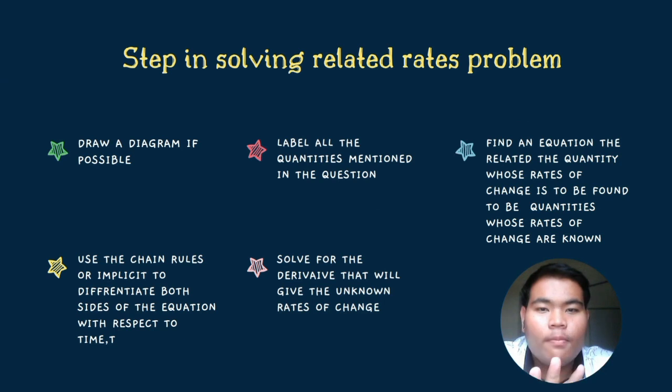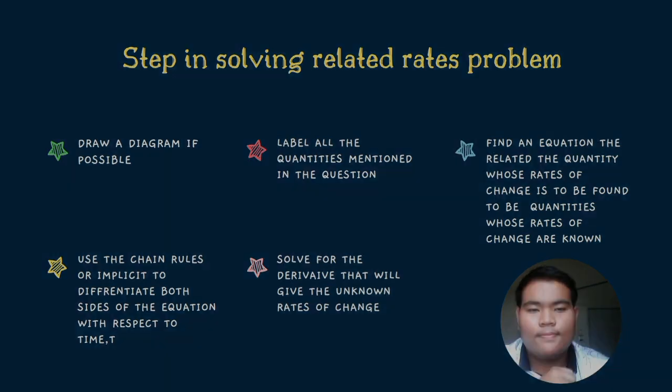Now there are five steps in solving a related rate problem that you can follow. Firstly, draw a diagram if possible. Secondly, label all the quantities mentioned in the question. Thirdly, find an equation that relates the quantity whose rate of change is to be found to the quantity whose rate of change is known. Fourth, use the chain rule or implicit differentiation to differentiate both sides of the equation with respect to time. And fifth, solve for the derivative that will give the unknown rate of change.